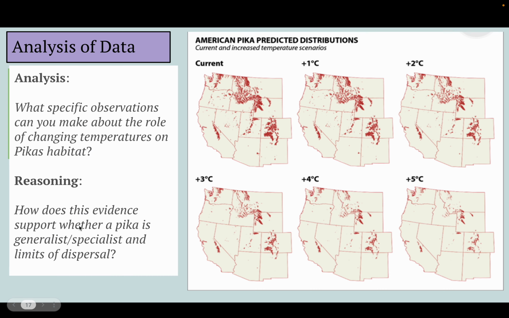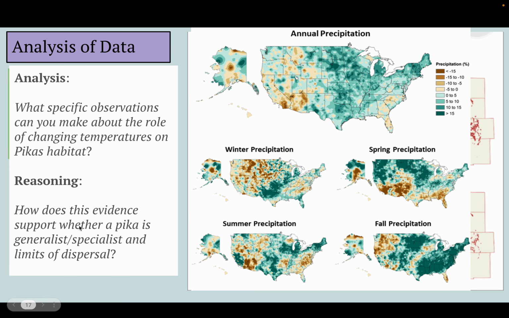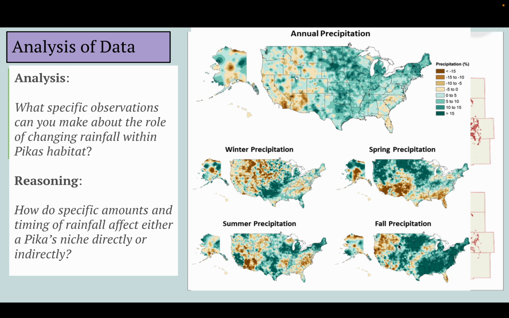The second is going to be unrelated to pikas, but sort of related to pikas, which is showing the change in yearly precipitation in the United States. Notice that colors that are warm is a decline, colors that are green are an increase, and we can see this in terms of winter, spring, summer, and fall. And again, here are some questions for you to think about with analyzing and reasoning about these data.